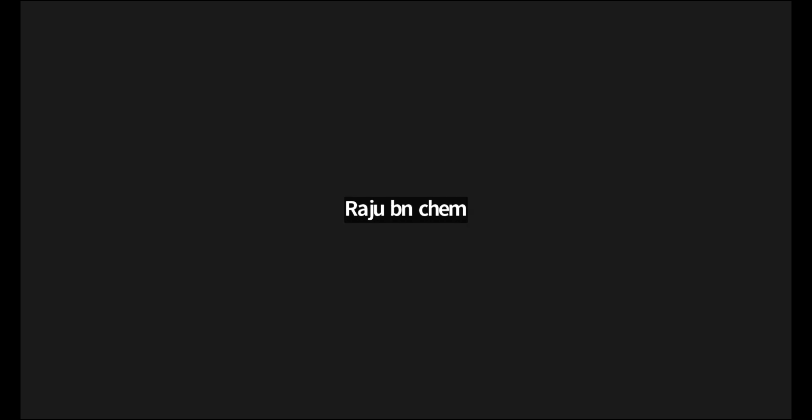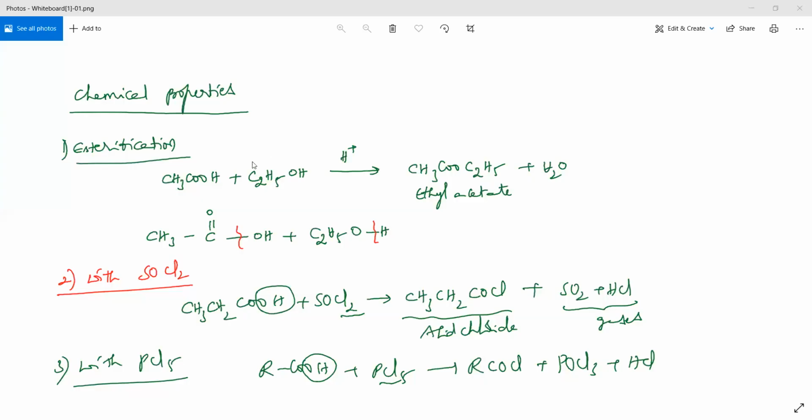Okay, next, chemical properties. Let us see chemical properties. First one, esterification. Acetic acid on treatment with ethyl alcohol will give you ester.